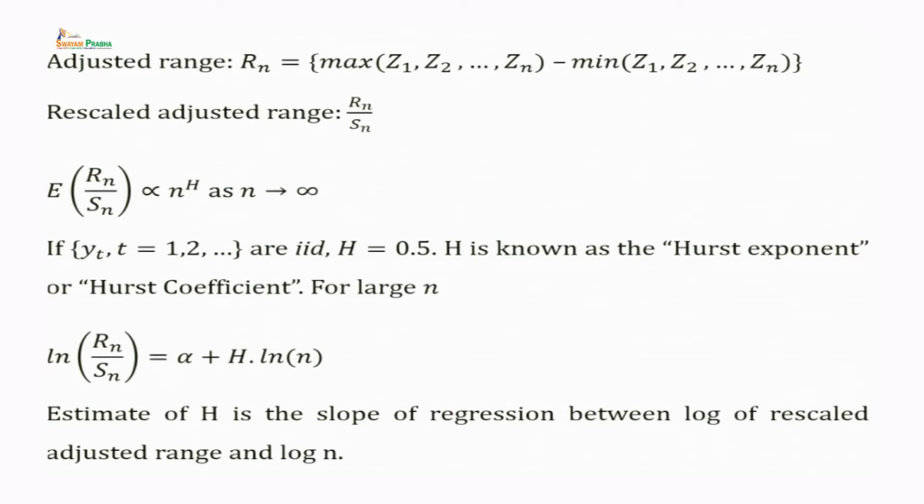Again I am skipping the proof of this result, but the expected value of R n upon S n is proportional to n to the power h as n tends to infinity. Now, if your time series is IID, it does not have any autocorrelation, then h is equal to 0.5. So, h is known as the Hurst exponent. It is also called the Hurst coefficient, and for large n, log of R n upon S n is equal to alpha plus h log of n.